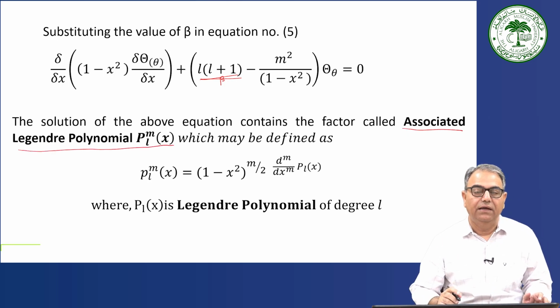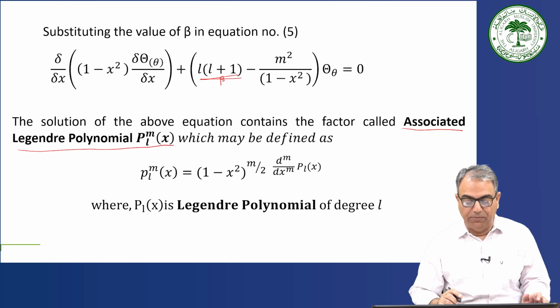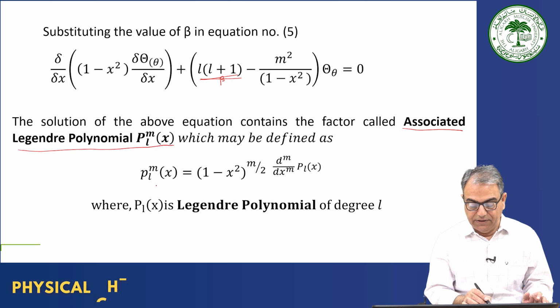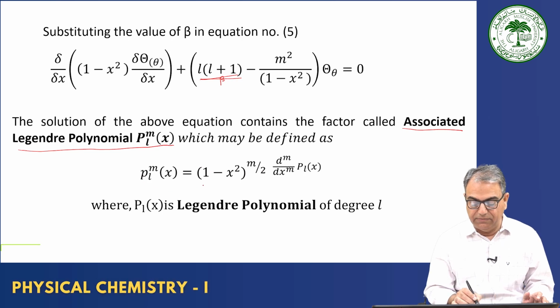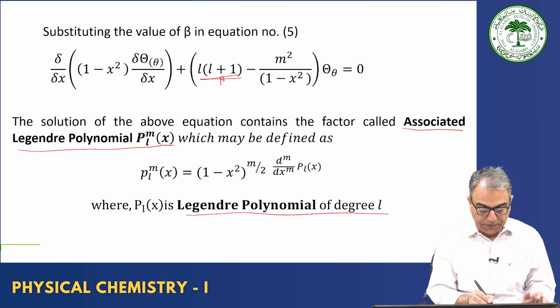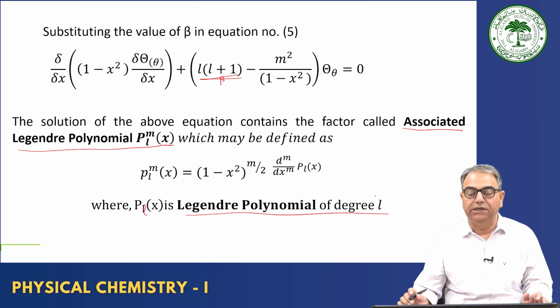There we were having the Hermite polynomial, and we wrote a generating function for the Hermite polynomial. If you remember, I wrote minus 1 raised to the power m and something like this. So here we have a generating function (1 minus x squared) to the power m divided by 2, d^m by dx^m of PL(x), where PL(x) is the Legendre polynomial of degree L.